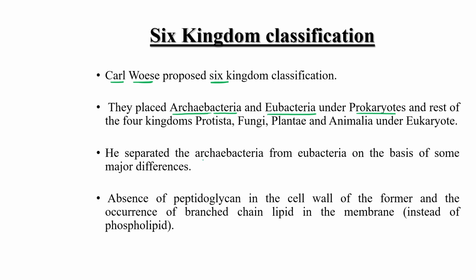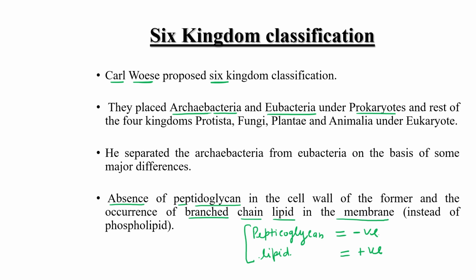Okay, he actually separated Archaebacteria from Eubacteria on the basis of some major differences, like absence of peptidoglycan in the cell wall of the former, and occurrence of branched chain lipid in the membrane. So on the basis of what? Absence of peptidoglycan, this one is not present in Archaebacteria, and branched chain lipid is present in Archaebacteria. So on the basis of this character, they have separated Archaebacteria from the Eubacteria. Okay.